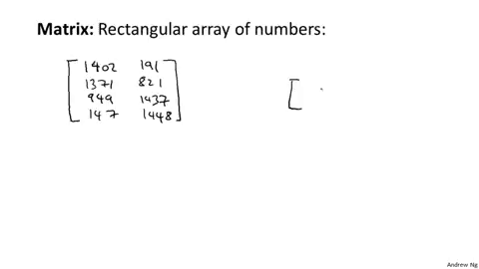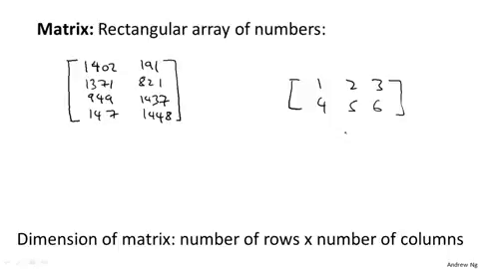And here's another example of a matrix. Let's write 1, 2, 3, 4, 5, 6. So a matrix is just another way of saying a 2D or two-dimensional array. The other piece of terminology we need is that the dimension of a matrix is written as the number of rows times the number of columns in the matrix.